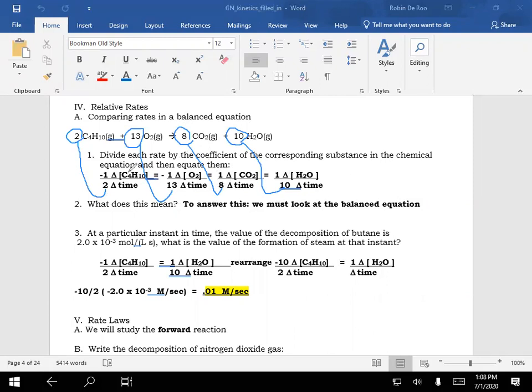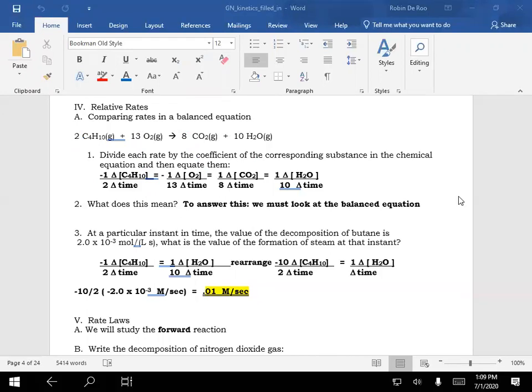So what this means is that the rate of propane is 1/2 compared to the rate of losing oxygen is 1/13 compared to the rate of making the carbon dioxide compared to the rate of making the hydrogen, the steam. So this is now all equal, and then we can do lots of different kinds of problems from it. So it all starts with the balanced equation. And then when you're doing relative rates, you set it up using the balanced equation in the stoichiometry.